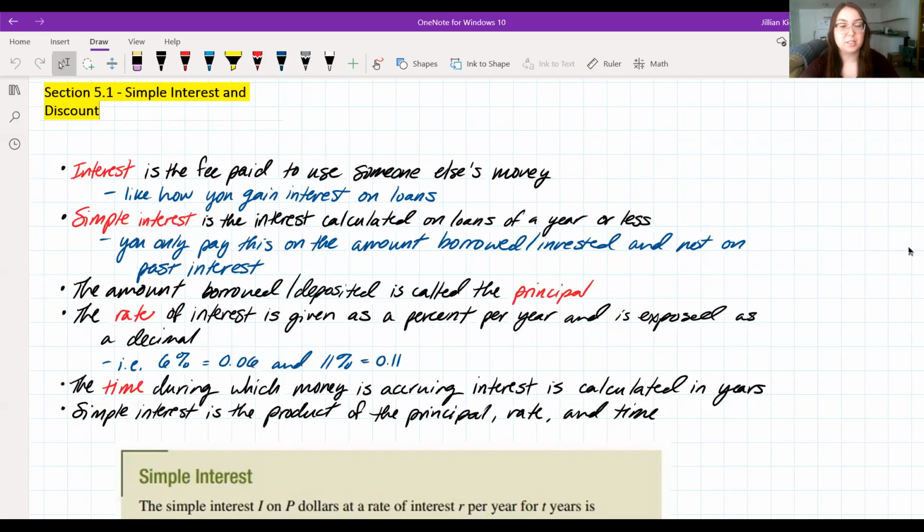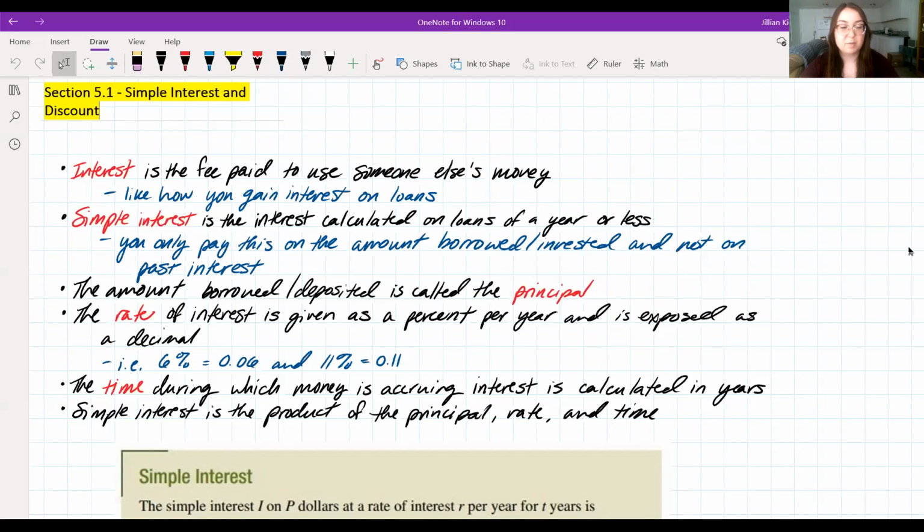Then we have our simple interest, which is the interest calculated on loans of 1 year or less. So you'll only pay this on the amount borrowed or invested and not on your past interest. So a lot of the simple interest problems that we'll have, it'll be like, oh, we owe this much amount of money for this amount of time, which was a year or less. So when we calculate our simple interest, we're just using that first initial period of when we borrowed that money. Because if we went on further for a year, we'd have to calculate the interest on that first year and then calculate our interest again since it's accumulating.